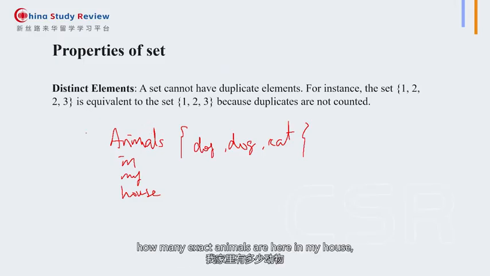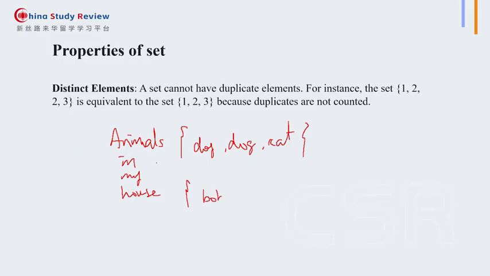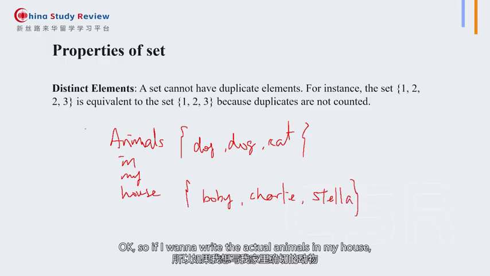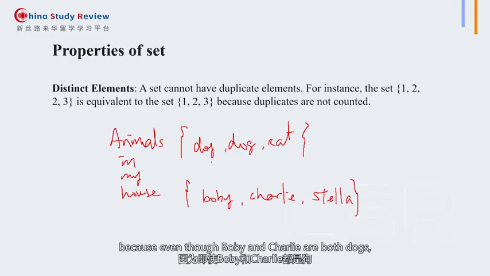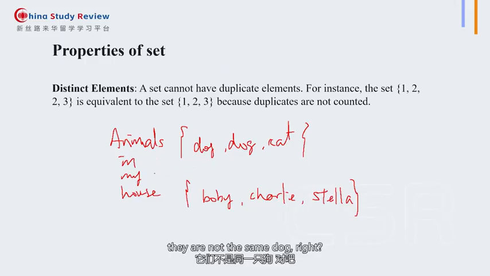But if you want to show exactly how many animals are in my house, instead of the types of animals, I can write, for example, my dog is named Bobby, and another dog is named Harley. My cat is named maybe Stella. So if I want to write the actual animals in my house, we have Bobby, Harley, and Stella, which is dog 1, dog 2, and cat. These are different, because even though Bobby and Harley are both dogs, they don't share the same name. They are not the same dog, right?